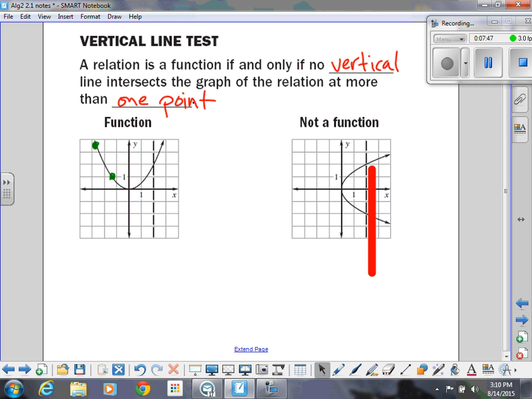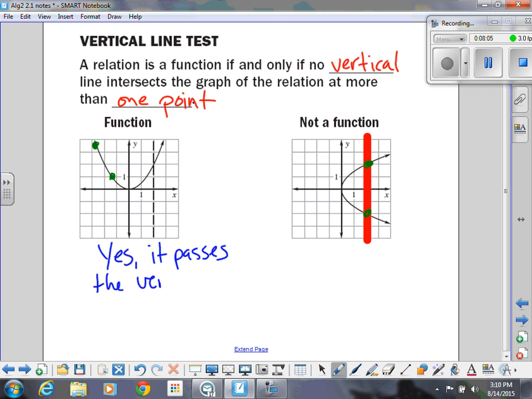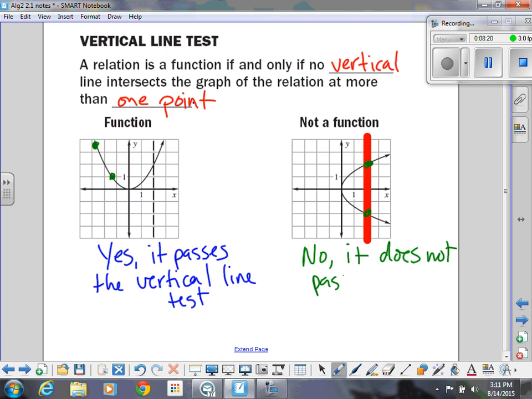Whereas over here, this line is crossing the graph here and here. So that's more than once. That means that doesn't pass the vertical line test. So we would say, yes, this first one is a function. It passes the vertical line test. Over here, we would say no, it does not pass the vertical line test. And you can abbreviate with VLT. So that's what we need you to know for functions and their graphs.